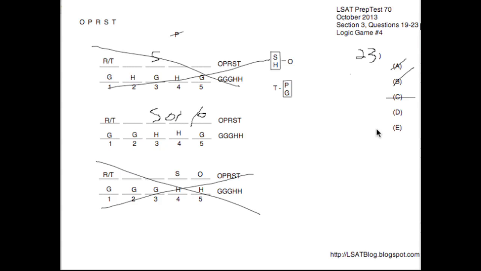Looking at E, TH on 4. If we had TH on 4, looks okay, but then how could we fit PG on 5 and fit O going after S? There's not enough room to fit S, O, T, and P, 4 different variables, on these 3 spaces. So for that reason, E does not work, and we're left with D as our answer for number 23.